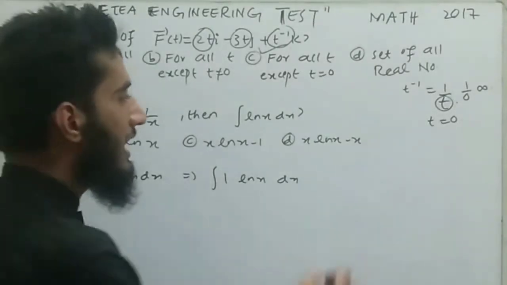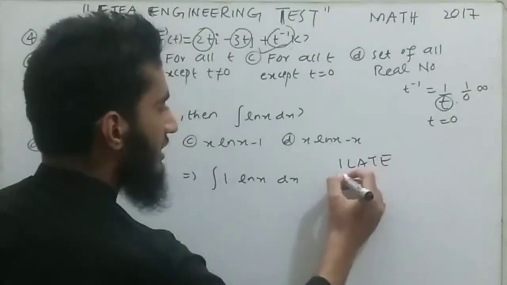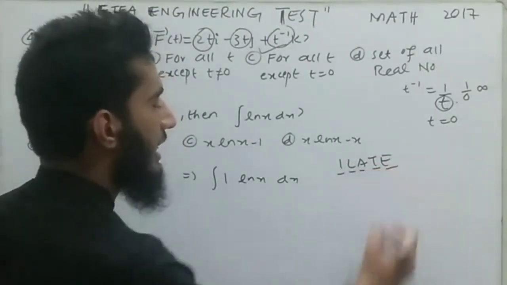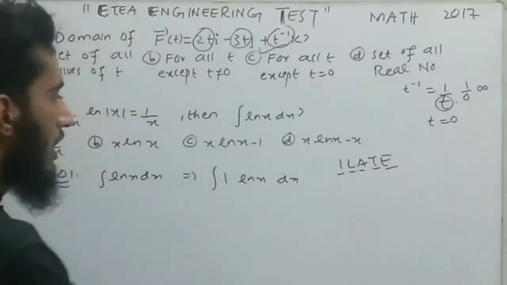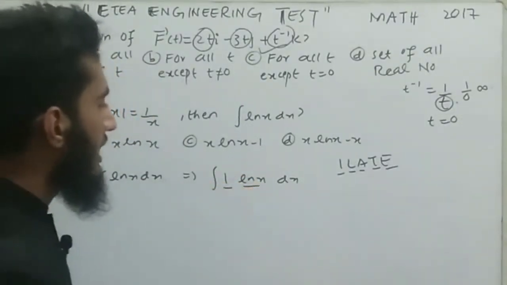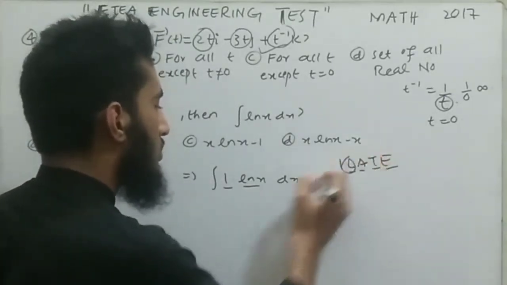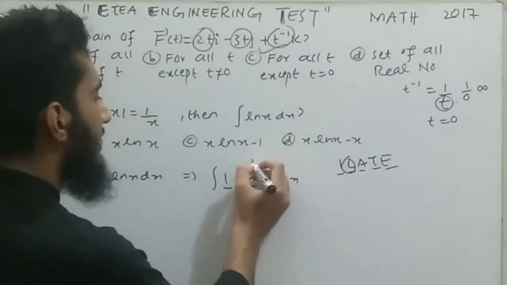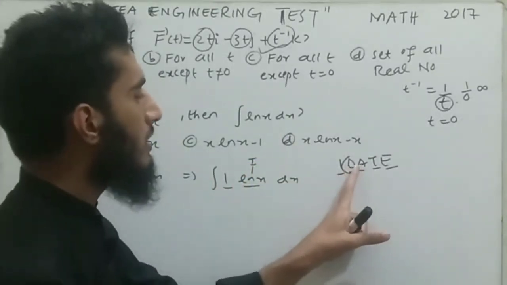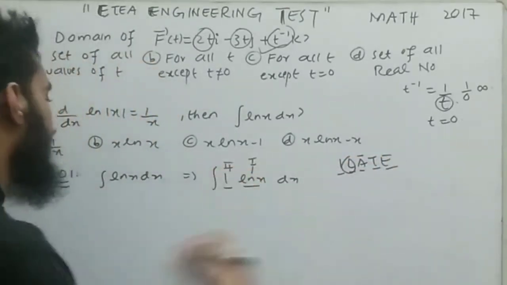So we will use the ILATE rule for the integration by parts. The rule tells that I is inverse, L is logarithmic function, A is algebraic function, T is trigonometric function, and E is exponential function. So one is actually the algebraic function and ln of x is the logarithmic function. So over here, inverse comes first, then logarithmic. So we will consider ln of x as the first function and one is the algebraic function, so it comes after the logarithmic function. So we will consider this as the second function.